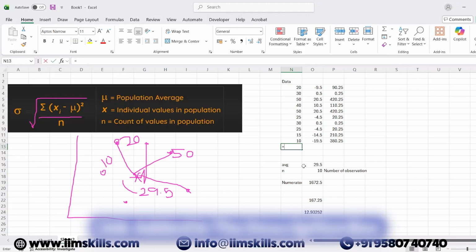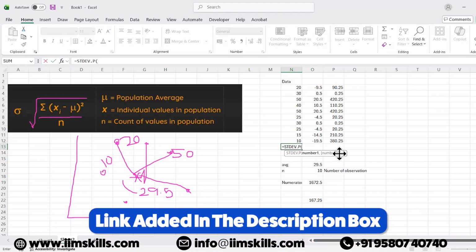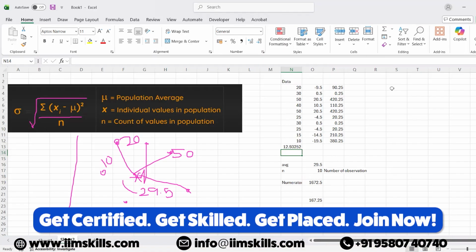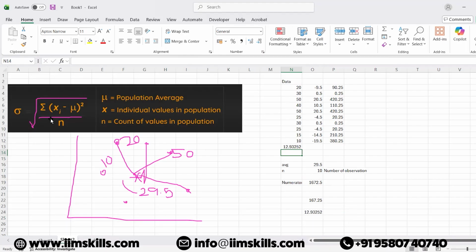So let's verify with your system inbuilt formula, the Excel formula. So 12.93. Okay, so if you learn this step by step, it's going to be easy. So as per the formula, we are just calculating the distance of each and every point from the mean position, and we are dividing the whole sum by the number of observations. So this is your standard deviation.